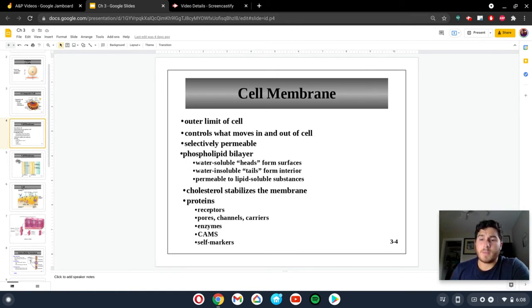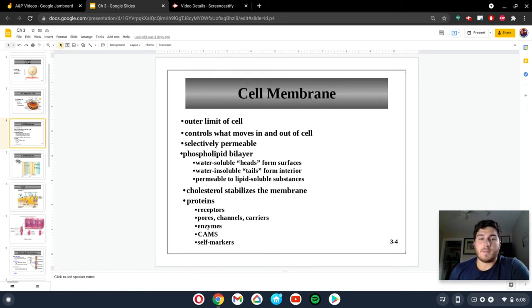Why do I say that? Because plants have a cell wall as well as a cell membrane. Humans and other mammals, other animals, do not have a cell wall. They have a cell membrane, but no cell wall. Just throwing that out there for you.